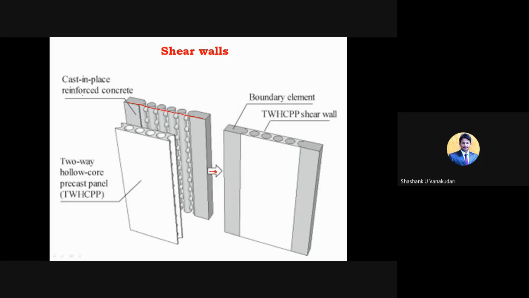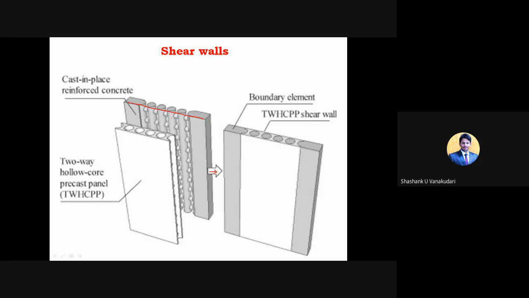Okay, and here you can see the two-way hollow core precast panels, and they are going to be fixed within this cast in situ reinforced concrete, which is going to provide the whole member once you join this element to here. So here these shear walls are the vertical elements of the horizontal force resisting system, what we can see here.